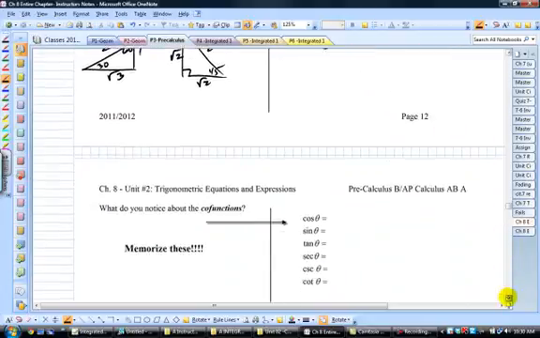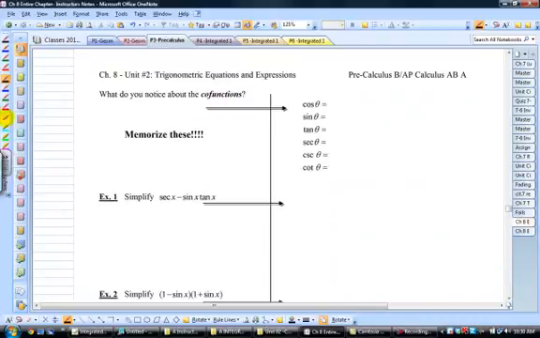Let me write it down formally. What do you notice about the cofunctions? I'm talking about sine and cosine, tangent, cotangent, and all that. What I'm saying is this: if the angles are complementary, then the following are true. Cosine theta is equal to sine of its complement, which is found by taking 90 minus theta. That's how you find your complement. Complements always add to 90, so to find the complement of an angle, you subtract the given angle from 90.